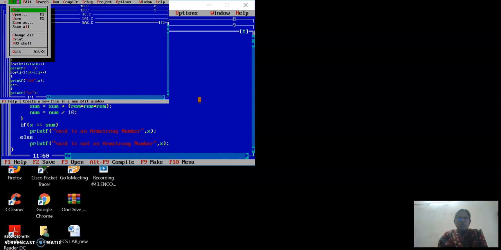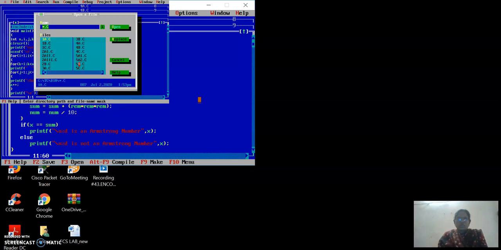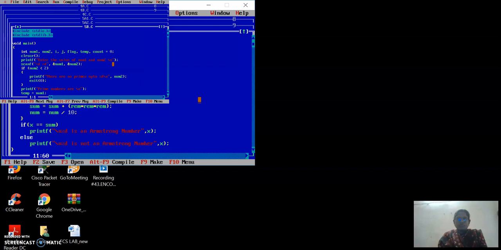Now we'll move on to the next question, that is 5B. This program is meant for printing the prime numbers between two ranges. That means I will specify a lower bound and an upper bound. In between this lower bound and upper bound, I have to print all the prime numbers, including the upper bound and lower bound. So here I am going to read two values, number 1 and number 2, where number 1 stands for the lower limit and number 2 stands for the upper limit.